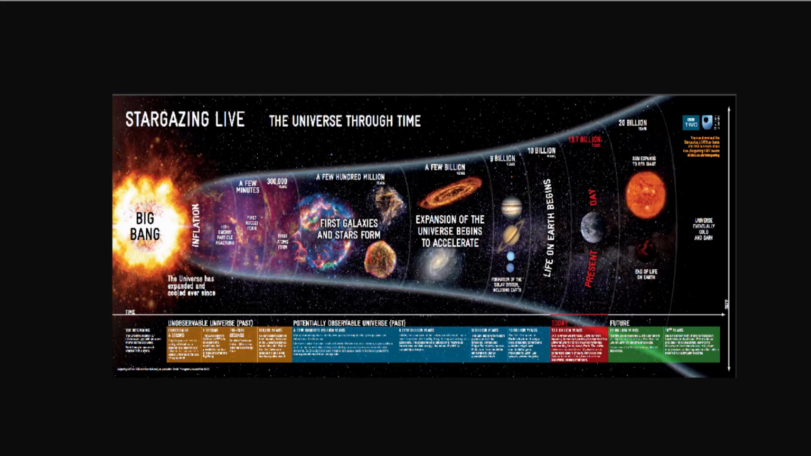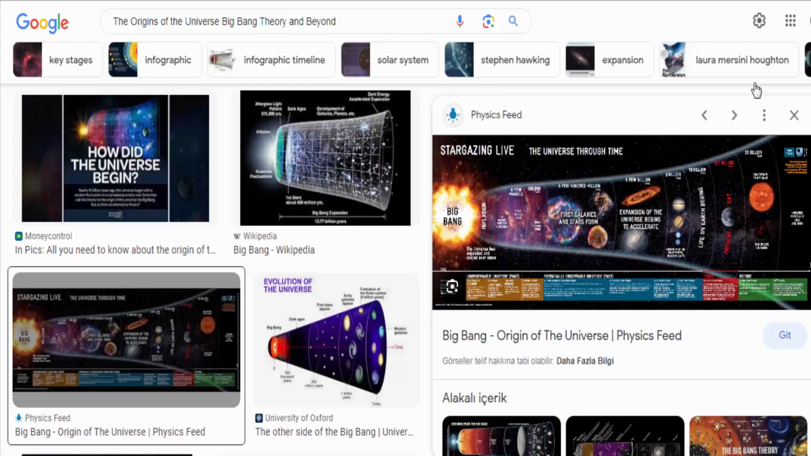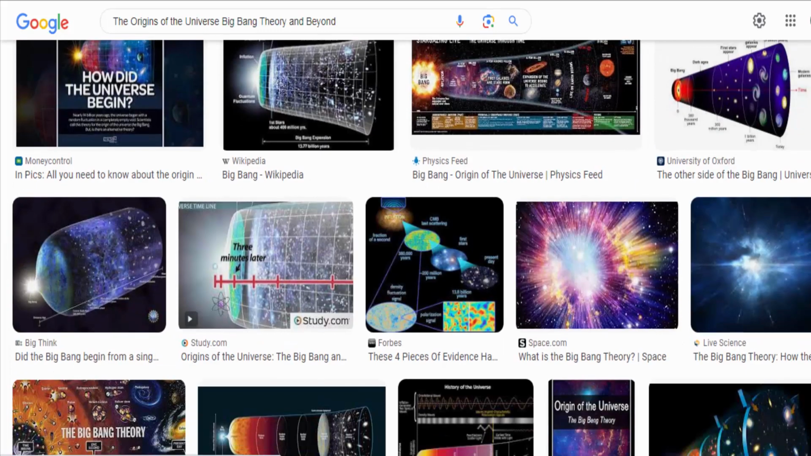While the Big Bang theory provides a comprehensive explanation for the origins and evolution of the universe, there are still some questions that remain unanswered. For instance, scientists are still investigating what triggered the Big Bang and what happened before it. The nature of dark matter and dark energy, which are believed to make up the majority of the universe's mass and energy, is also not yet fully understood.